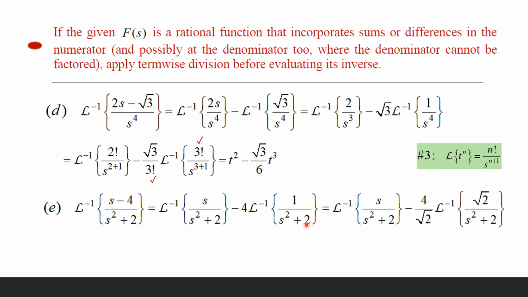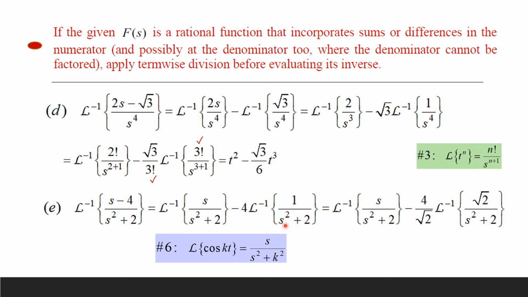Now how to find the inverse of these two functions? We need to refer to the table of Laplace transforms, where we can apply firstly formula number 6 to answer this inverse problem. So here we can apply formula number 6 directly: s over s squared plus k squared. Notice that k is equal to square root of 2.